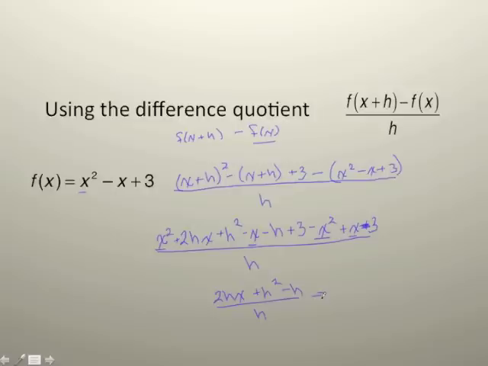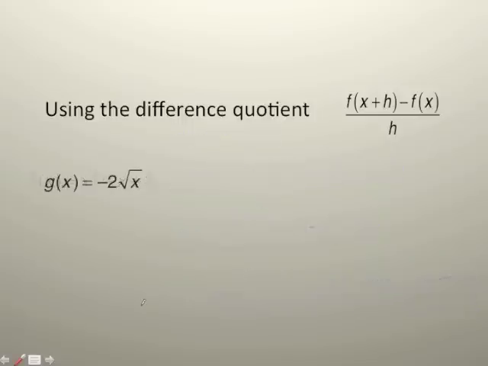From the numerator, I can factor out an h. I'll have h times 2x plus h minus 1 all over h. These h's can go out. And my difference quotient is 2x plus h minus 1. In case you were thinking all difference quotients came down to just a number, not true.